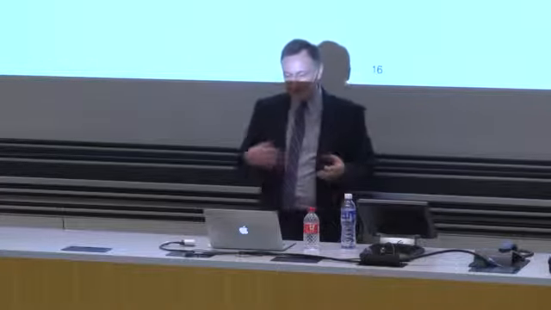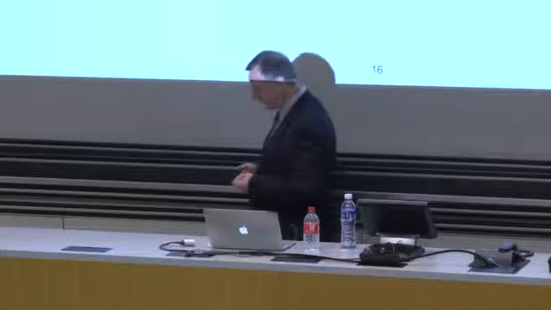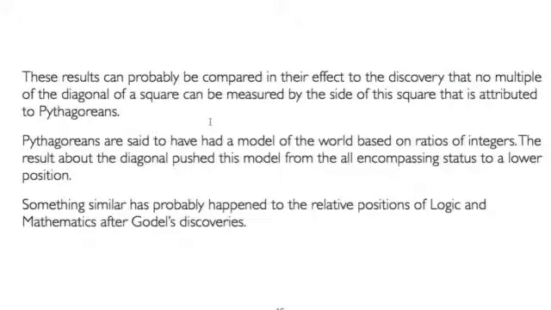So probably this result by Gödel, maybe it was a little bit like when the Pythagoreans discovered, one of them, I guess, discovered that the square root of 2 is irrational. That's what I wrote here in the language of Greek mathematics, that no multiple of the diagonal of a square can be measured by the side of this square. That's how they would say it. So that's the square root of 2 is irrational. And for them, it was the end. Well, it's not entirely the end of the world, obviously, because they continued living.